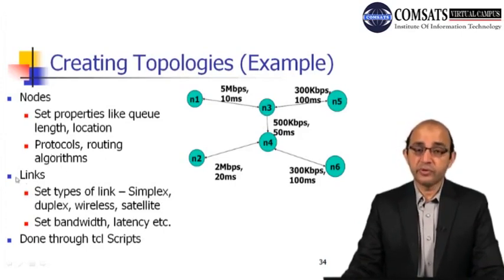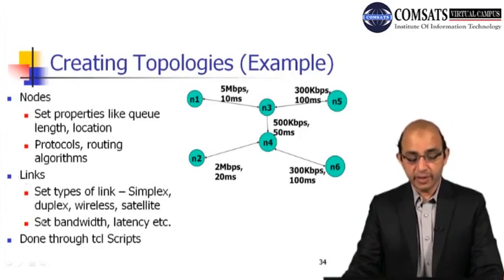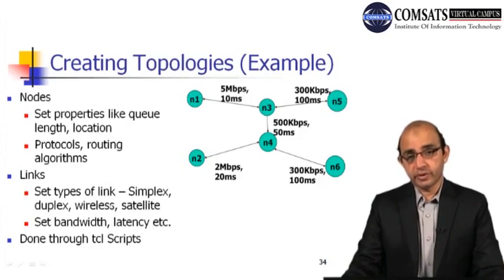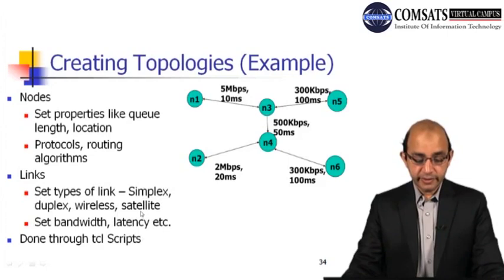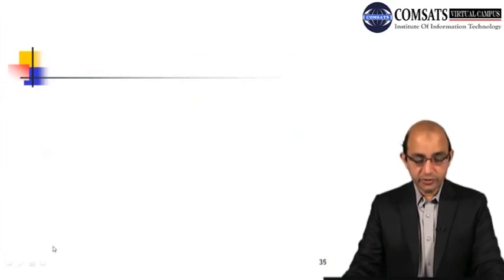Whenever you are declaring a link, set the type of the link, simplex or duplex. We can also create wireless links and satellite links. Of course, set the bandwidth and the latency. All of this is done using TCL.